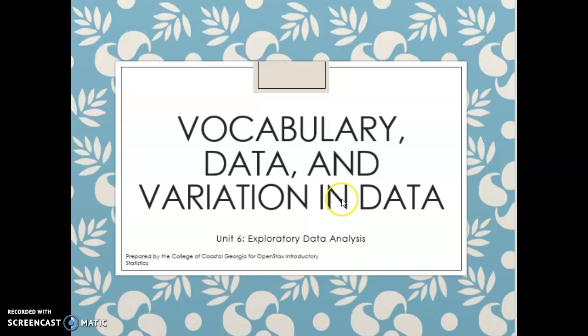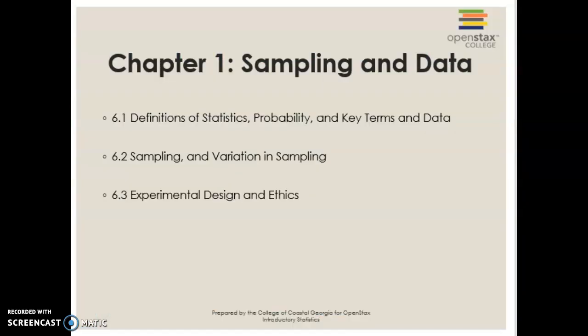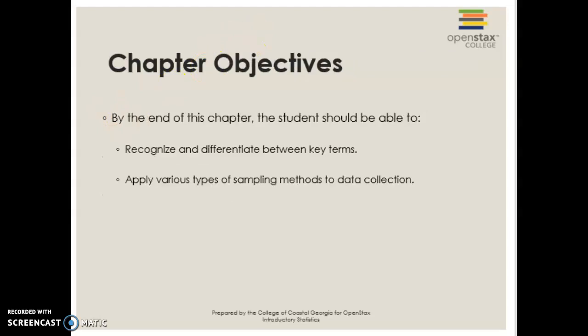Hi guys, this is our Unit 6 Vocabulary Data and Variation Data, the second section that you've got. This is from the OpenStax College Introductory Statistics, and College of Coastal Georgia prepared these slides, so I want to make sure I've got that in. We are doing sampling and data, which is chapter 1 there. For us, this is module 6.